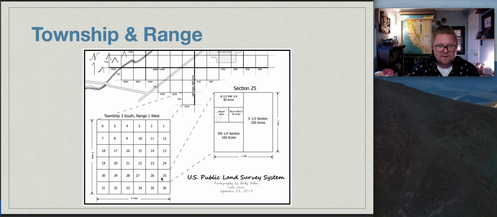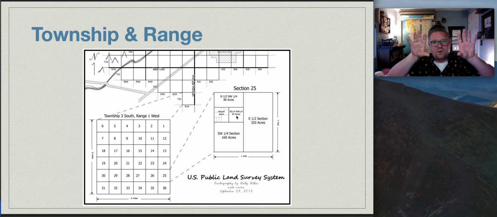Then each one of these boxes can be subdivided into quadrants. And these quadrants break down into 40-acre parcels. So the way that quadrants work is that you obviously have your north, south, east, west, perfect. But then the quadrants are the boxes that were made. So you have your northeast quadrant or your southwest quadrant.